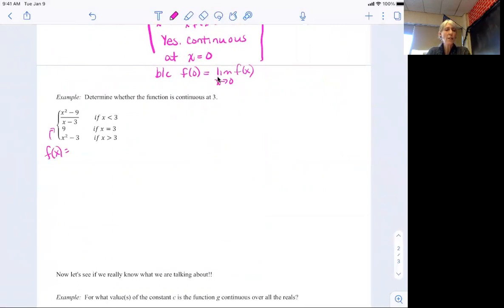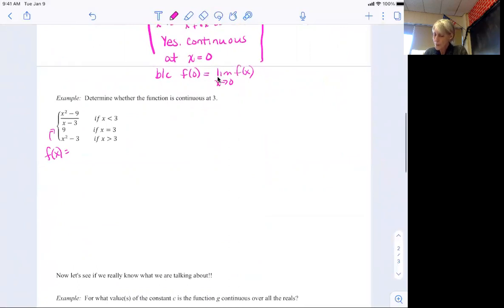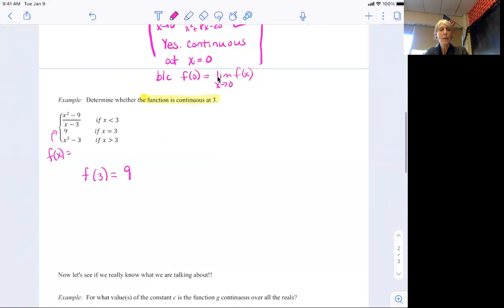That should say f of x equals. I'm sorry about that. So f of x equals x squared minus 9 over x minus 3 if x is less than 3, 9 if x equals 3, and x squared minus 3 if x is greater than 3. If we want to determine whether the function is continuous, we're going to first plug in 3 and see what happens. When I plug in 3, I get 9 as my answer.